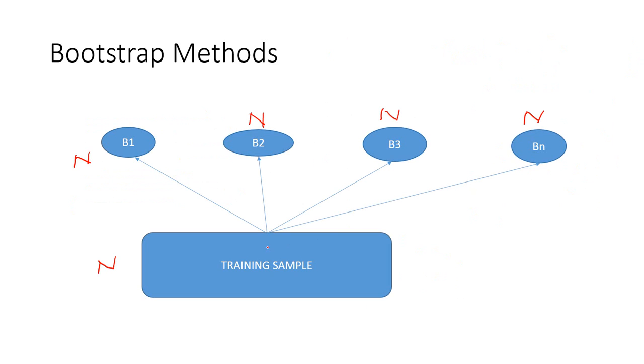The pictorial view would be like this: this is the training sample, and you select data points with replacement and come up with Bootstrap samples. You will have n Bootstrap samples, and then you refit the model on all the Bootstrap samples and check for consistency. That's what I explained in the previous slide also. So it's just a representation.